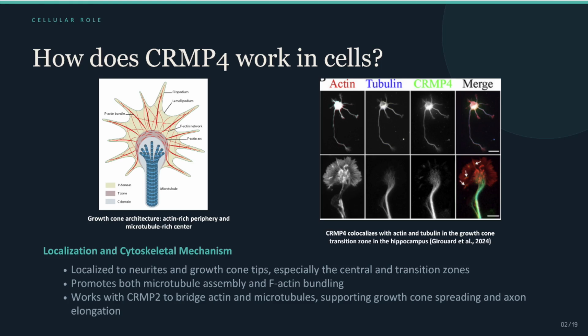So CRMP4 also appears to bind with CRMP2, which may potentially form a heterodimer or tetramer, and it bridges the actin and the microtubules in the transition zone of the growth cones. So it basically actively coordinates the cytoskeleton to support growth cone spreading and axonal elongation.